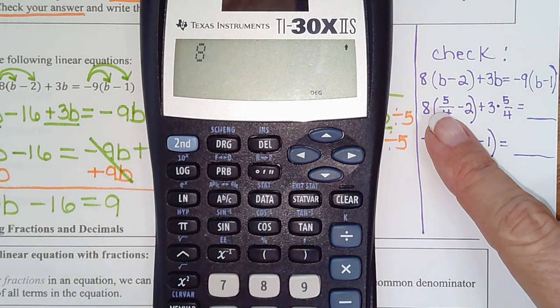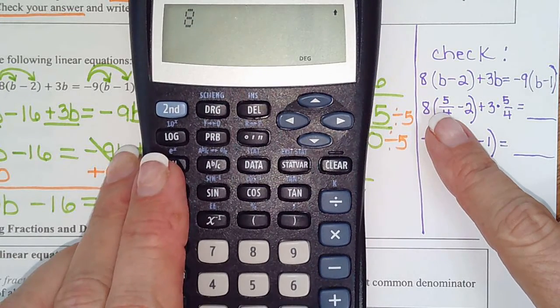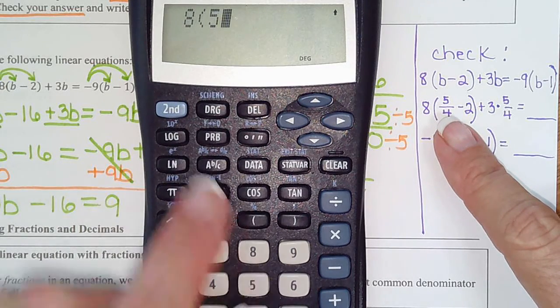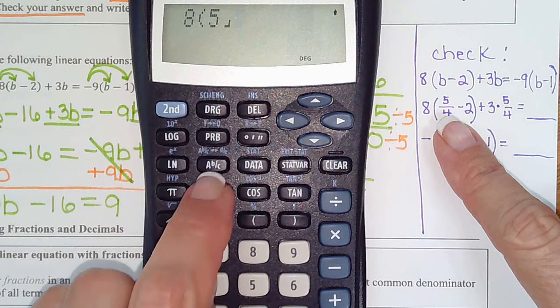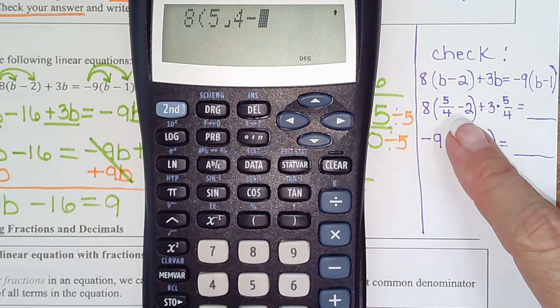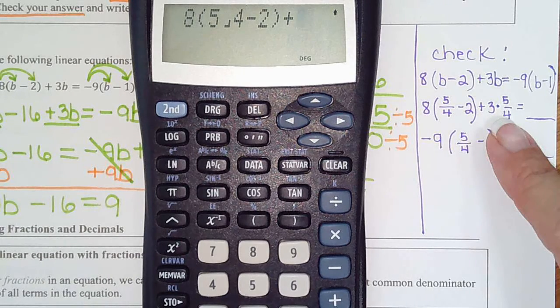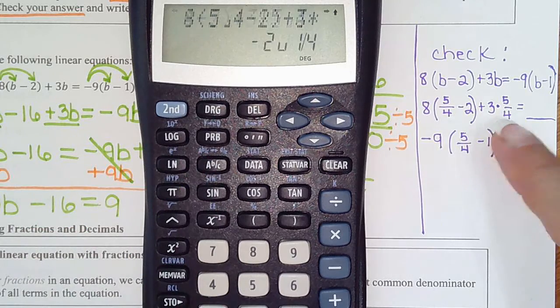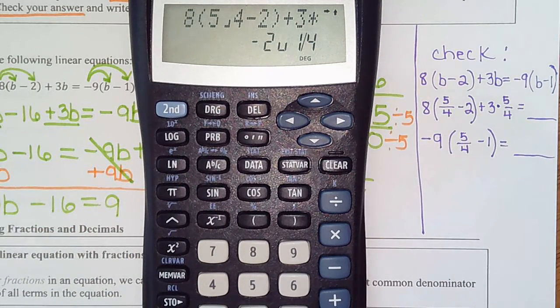So this will be 8. Then we hit the parenthesis key, which is right below cosine. And we're going to type in 5 fraction bar, that's the fraction key, 4. Then we do subtract 2, close parentheses. And then plus, and your calculator knows order of operations, that's why I never have to hit enter until the end. 3 times 5 fraction bar 4. Hit enter and write that number down. Negative 2 1/4. Write it down.